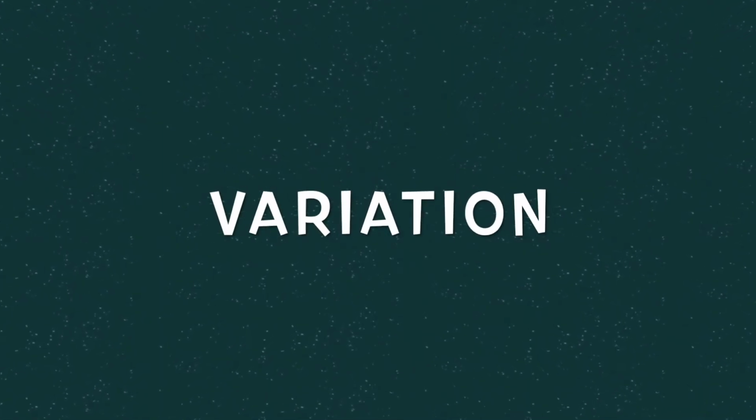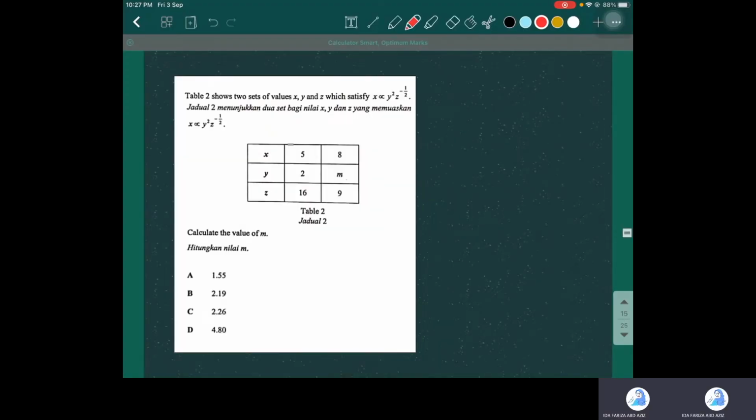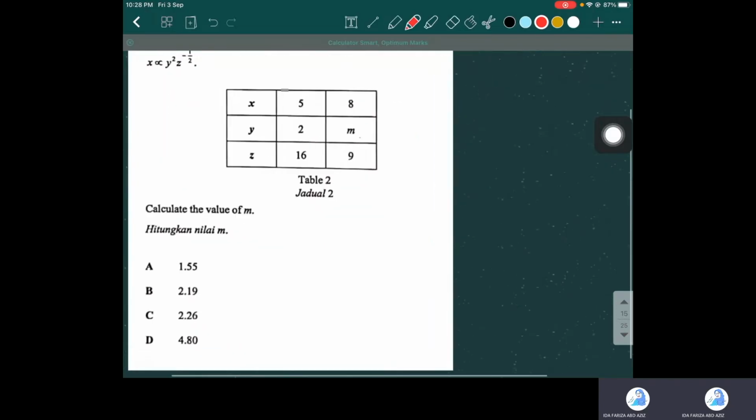Okay, seterusnya teacher dah pilih soalan variation for us to solve by using calculator Casio 570 ES Plus ni. Okay, so this question said table 2 shows two sets of values x, y and z which satisfy x varies with y square z to the power of negative 1/2. Okay, kalau tengok ni macam kompleks je kan? Tapi kita akan gunakan kalkulator kita untuk solvekan soalan ni untuk dapatkan nilai M.